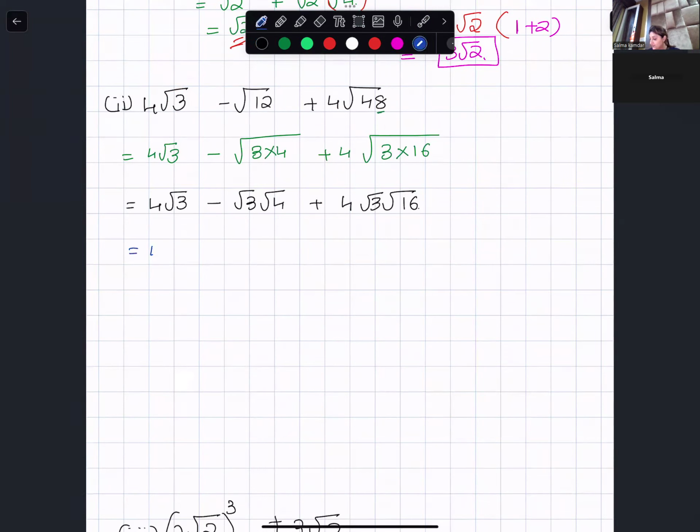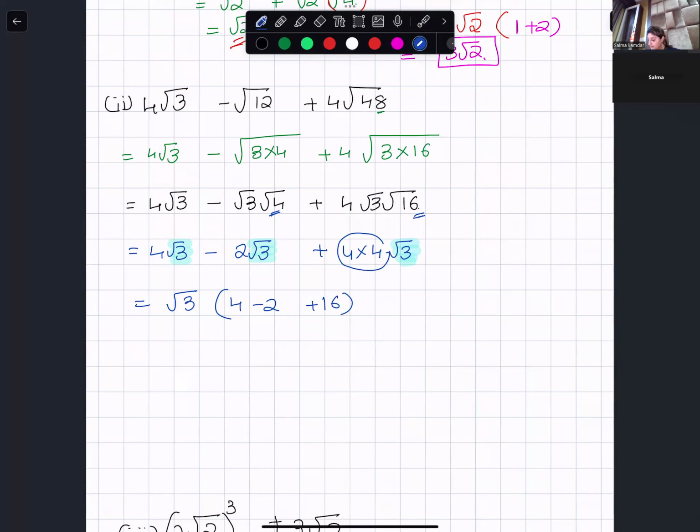So it will become 4 root 3 minus root of 4 is 2, 2 root 3. Root of 16 is nothing but 4. So it will be 4 into 4 root 3. Everywhere, if you see, root 3 is common. So I will remove root 3 outside. So this will become 4 minus 2 plus 4 into 4 is 16.